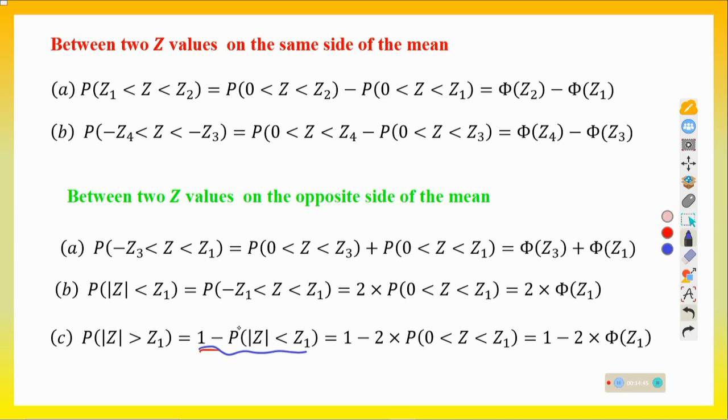as 1 minus the probability of the magnitude of z less than z1, which we have already seen as 2 times the table reading of z. So you will have 1 minus 2 times the table reading of z. So that is the expression we are having here, z1. That is what we obtain. So that is how we obtain different z values, and you should now be able to use the same knowledge to deal with different numbers.